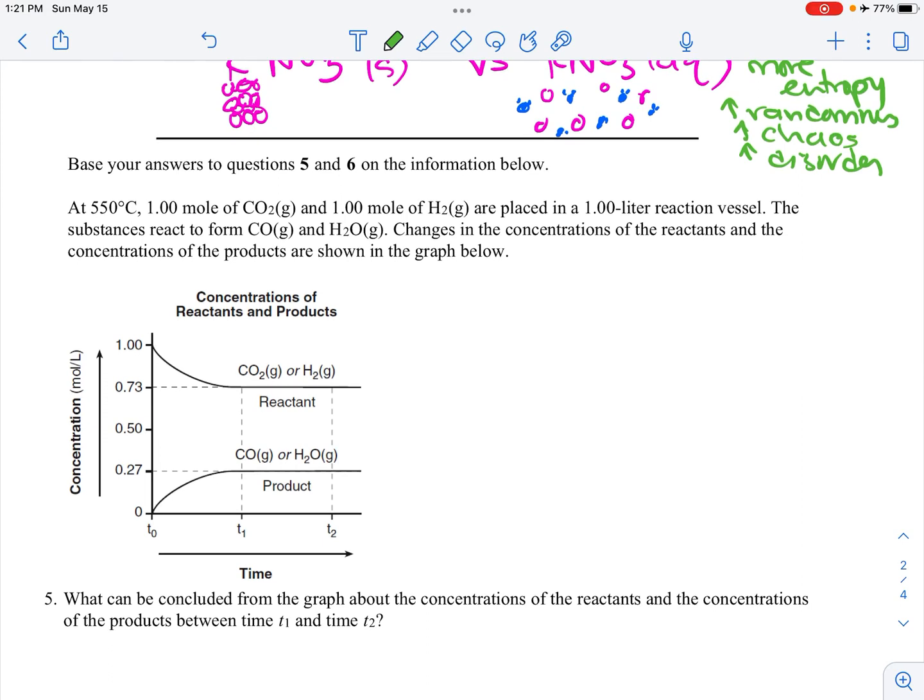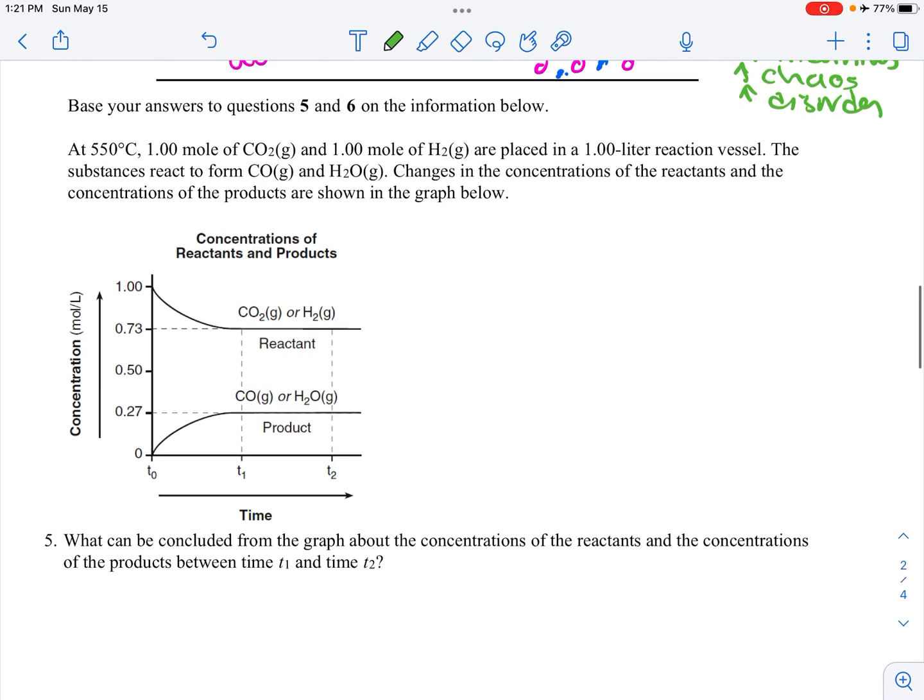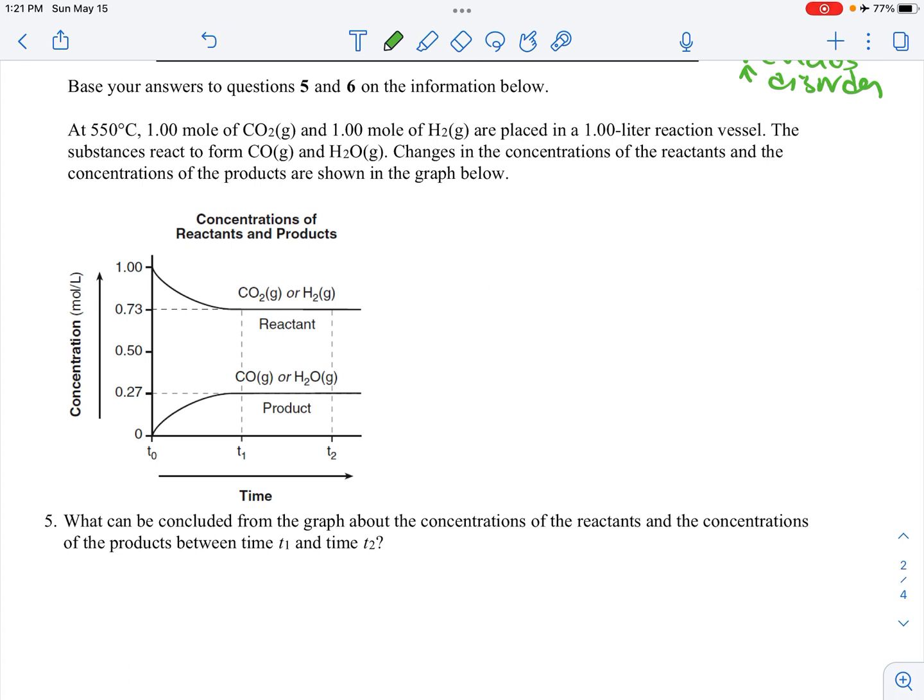At 550 degrees Celsius, 1 mole of CO2 and 1 mole of H2 are placed in a 1 liter reaction vessel. Substances react to form carbon monoxide and water. Changes in the concentration of reactants and the concentration of the products are shown below. Okay, so you see we have time on the X, then we have concentration in moles per liter, molarity could be. And so notice what happens over time.